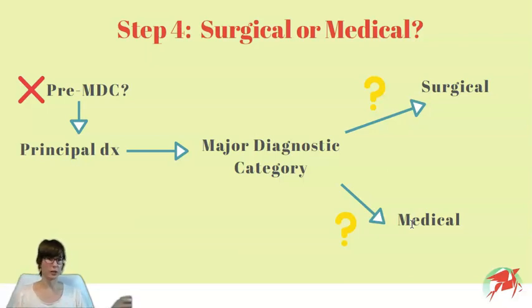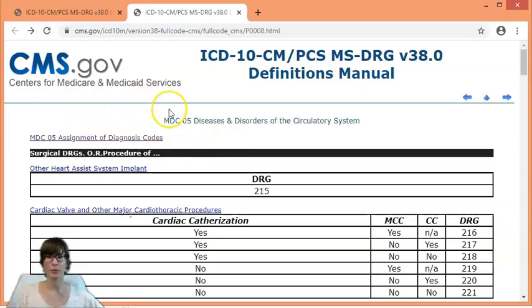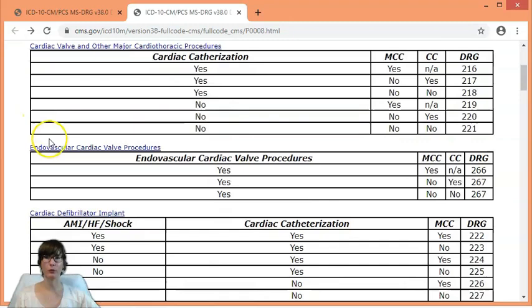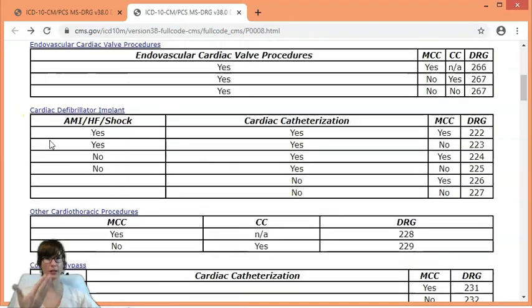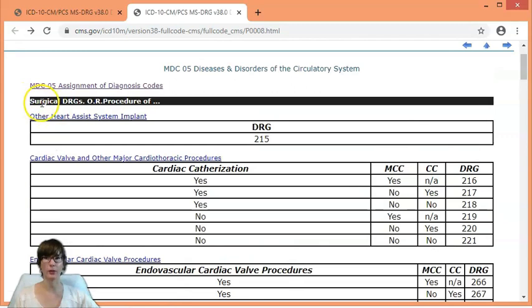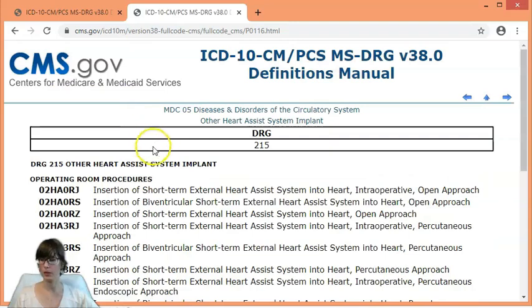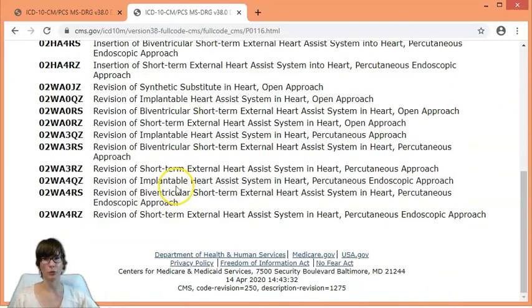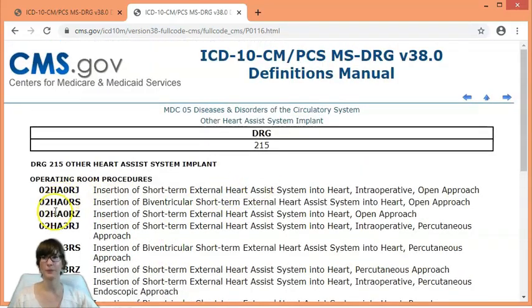So let's continue with our example in here. We are back to the main page of MDC 05. MDC 5 has a long list of surgical DRGs and connected procedure codes. You can see the header here, surgical DRGs, operating room procedure of, and then we have to find what happened to our patient. By clicking on any of these headers, a list of procedure codes come up that can qualify the patient for falling into one of these DRGs. If the patient had any of these operating room procedures and nothing else, they will fall into DRG 215.